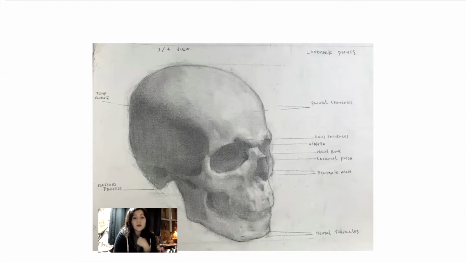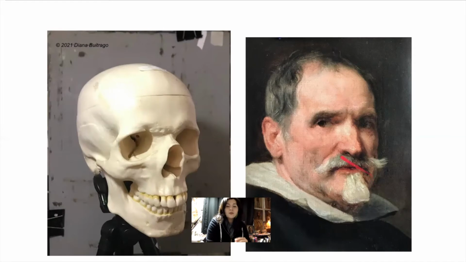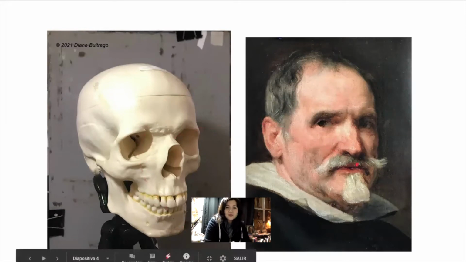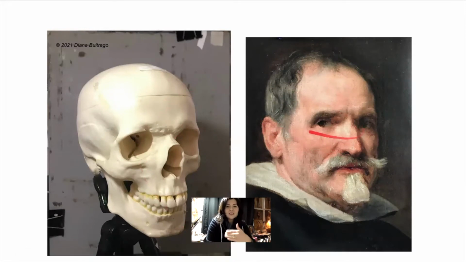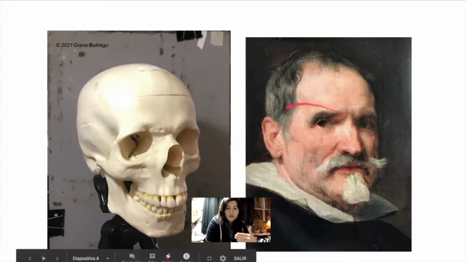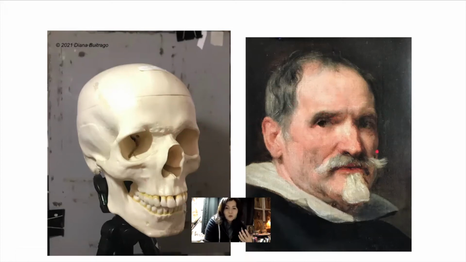This is Velazquez's portrait of Martinez Montañez that I based the demonstration you are about to see on. But I want to put the skull next to the portrait so that you can easily see the relationship of the bony landmarks with this painting, the structure underneath this portrait, and that give us the real feeling of the person.